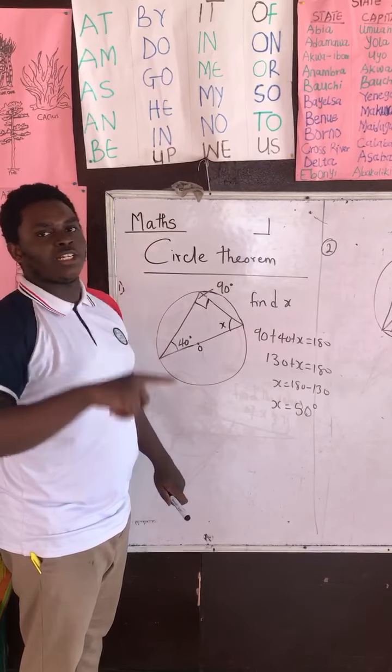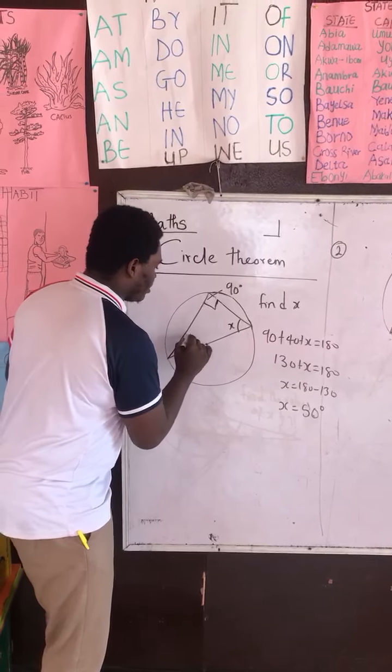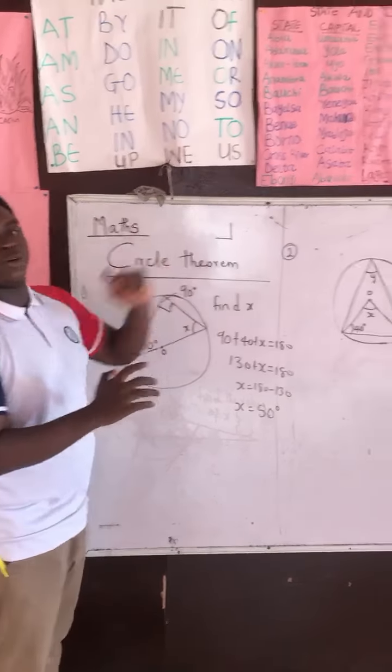You just know the theorems. Without the theorems, you can't solve. So I want you to solve for when here is 60 degrees. So let's move on to the second question.